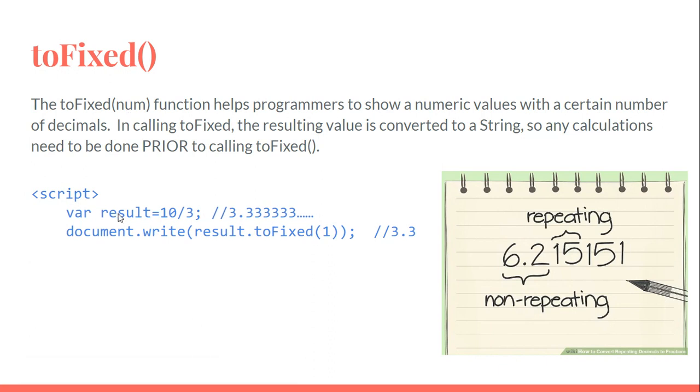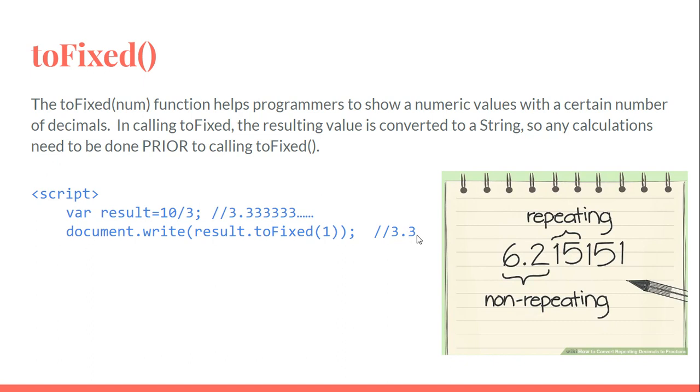So if I calculate 10 divided by 3 and store that in result, it currently holds the value 3.3333 repeating. When I do result.toFixed(1), I get 3.3. I only get one decimal there. It's not the total number of digits, it's the total number of decimals, the numbers to the right of the decimal place.